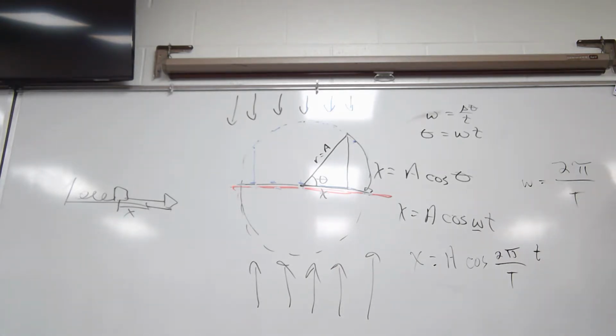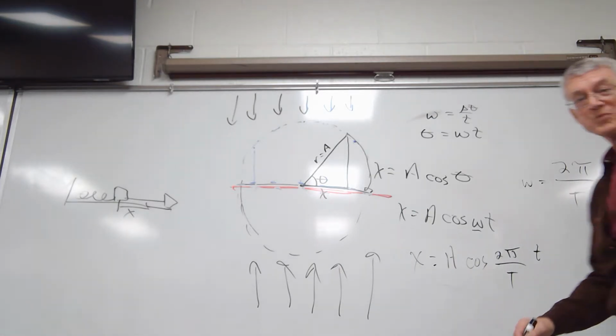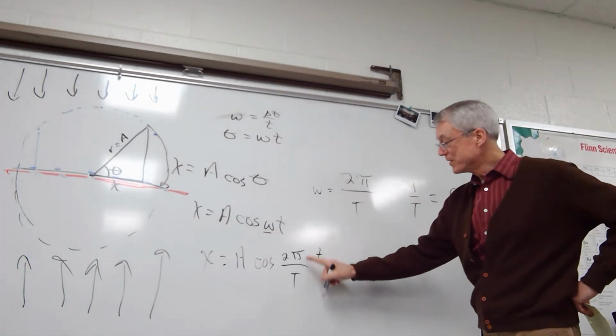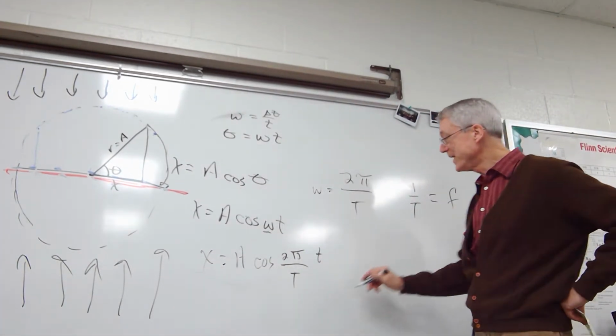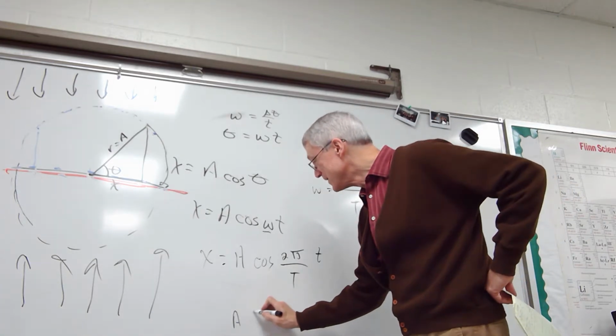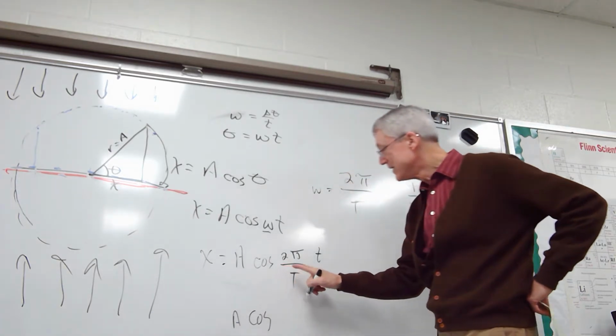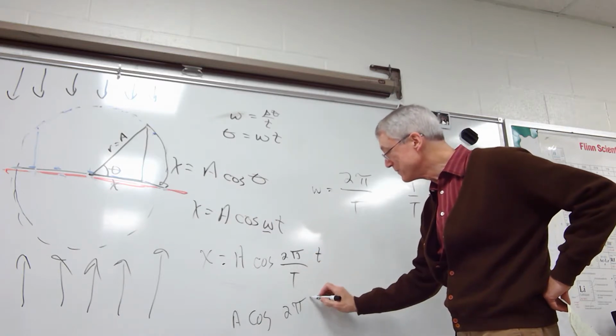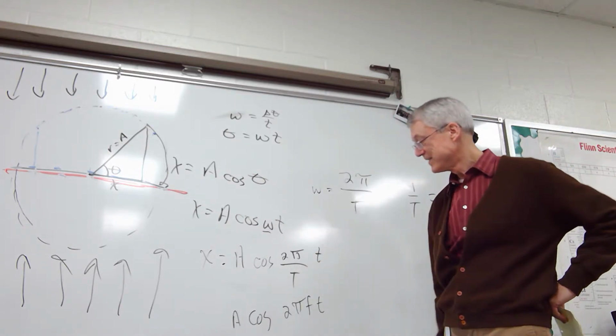Now, what's 1 over T equal to? F, right? That means, here's 1 over T. I can put in f for that, so that's equal to A cosine. All right, now I've got 2 pi. Instead of 1 over T, I'm going to put f t.